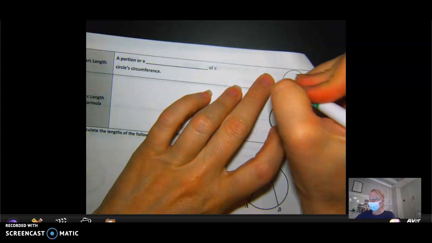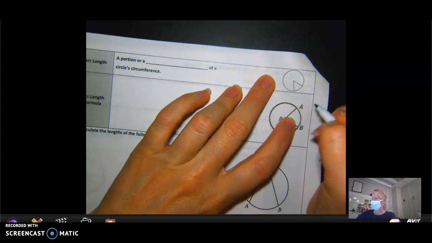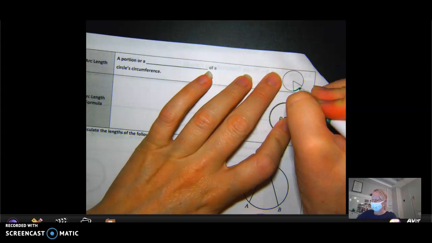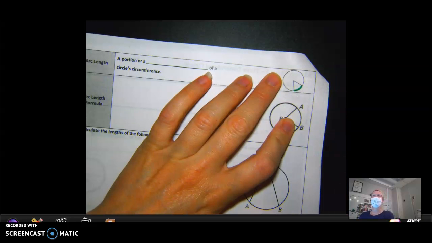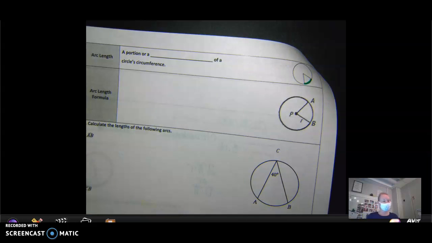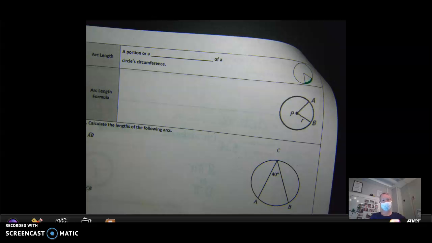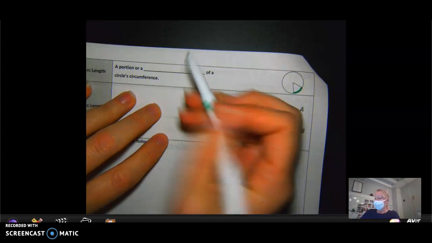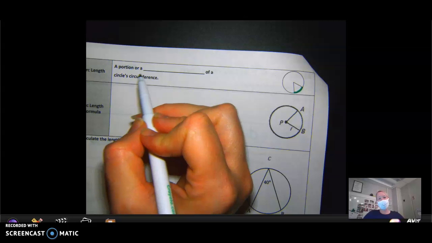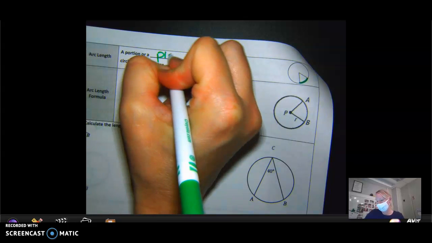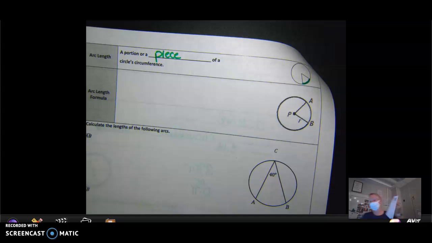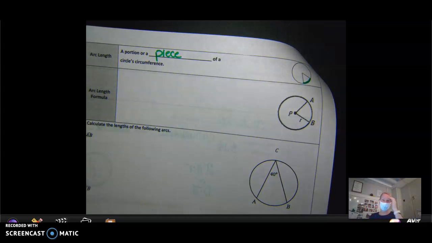Okay, so now we're going to talk about arc length. When we have a circle, we have the circumference, right? We have the whole circumference, which is all the way around. Arc length is a piece of the circumference. It is a portion or a piece of the circle circumference. Okay?